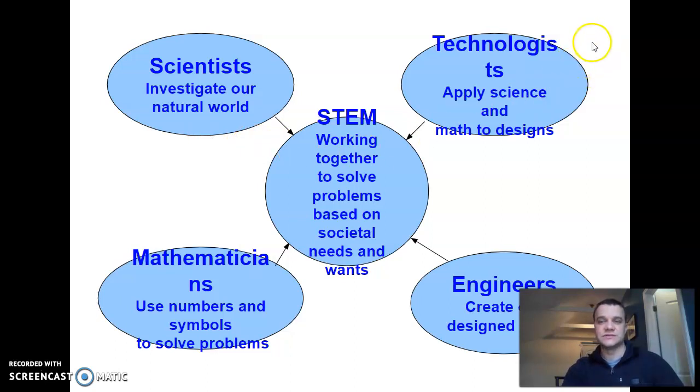So technologists, this is one you might not have thought much about, but technology takes that science and uses it to make things that we can use. What are those things? Well, those are designs. Now, engineers kind of fit in the middle of that process, as the designers of the technology. So technology kind of fits in between science and engineering. Engineering designs and creates that. Technologists then use and develop that.